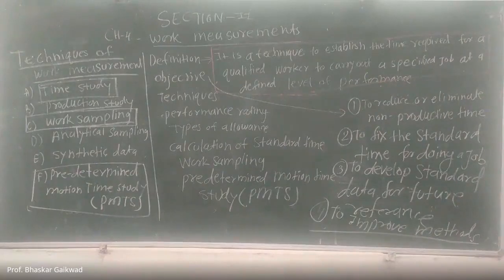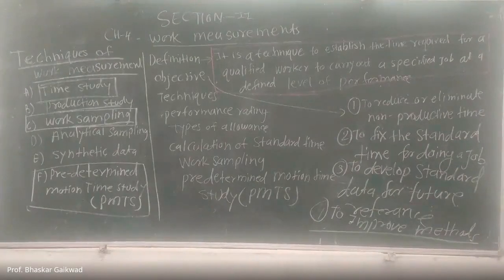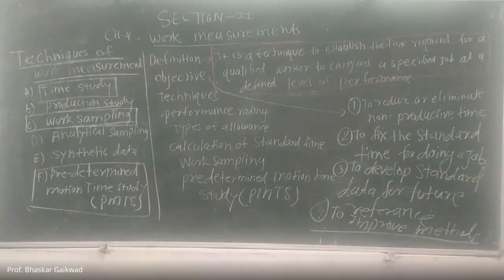Work sampling, huge quantities are there. Certain samples are there. With the help of this, statistically, we can go for work measurement. Analytical methods means here mathematical relations, which have been used for work measurement. Synthetic means here certain chemical data, which has been used for work measurement. And the last one, predetermined motion time study, means already the motions and the time required have been decided, and this data we can use for future purposes.